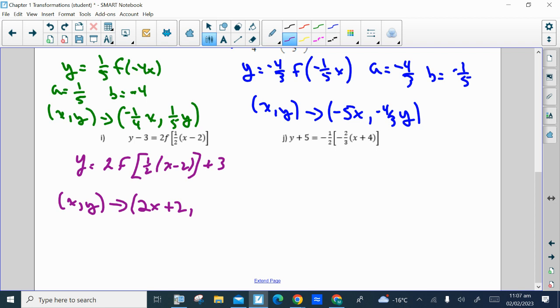You always do your stretching and reflecting first, right? And that just follows order of operations. You multiply before you add and subtract. And the parameters that affect the y numbers are the a and the k. We have an a value of 2, which means you're going to vertically stretch by a factor of 2 or multiply the y values by 2, and then add 3 on because a k value is plus 3, shifts it up 3 units. Try J on your own and we'll check it.